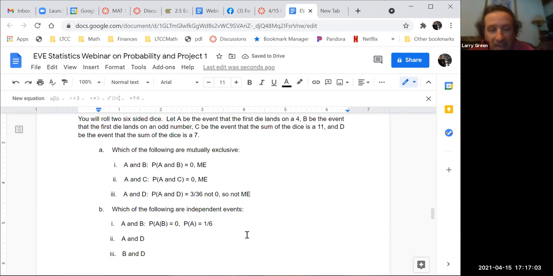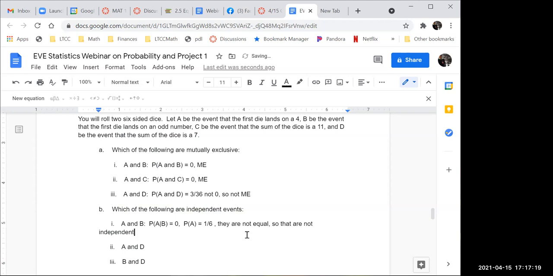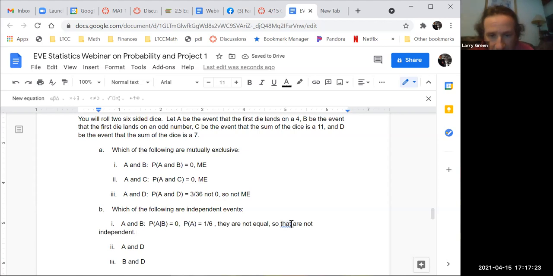Is 0 equal to 1/6? No, they are not equal. So they are not independent. Or in other words, they're dependent. Any questions on that?